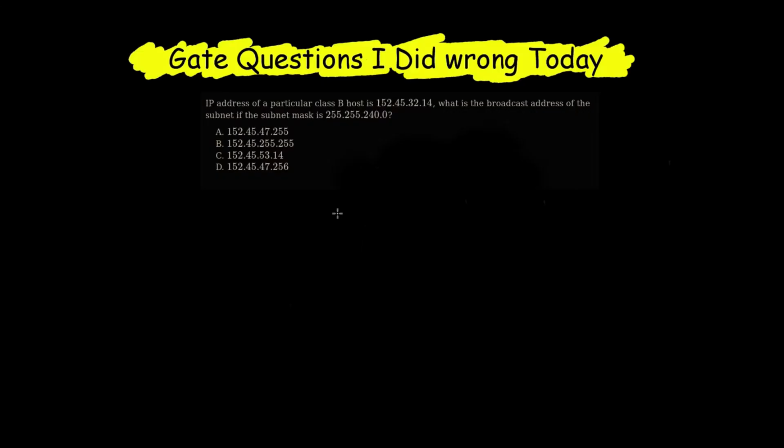Next question will be based on computer networks. The question is: the IP address of a particular class B host is this. What is the broadcast address of the subnet if the subnet mask is this? The important thing to notice in this question is the class. The class given is class B.